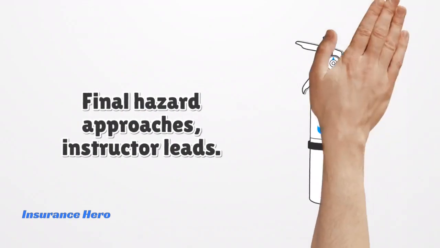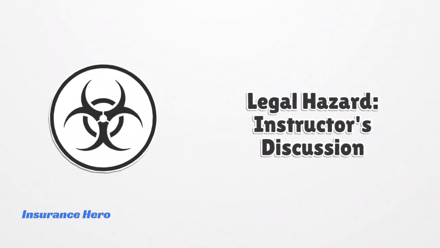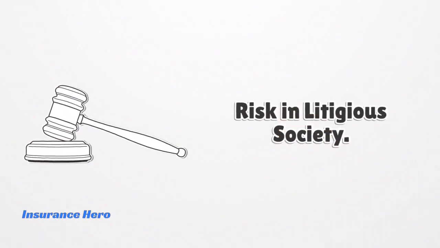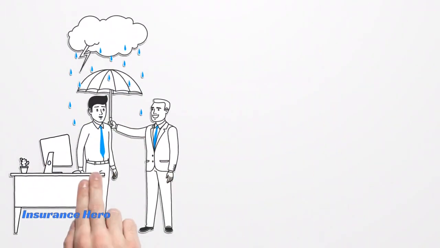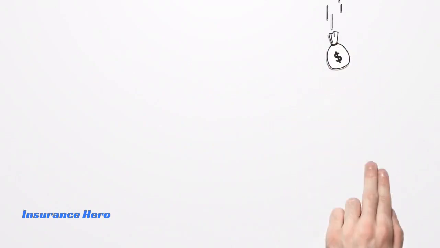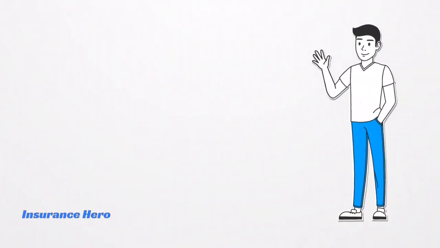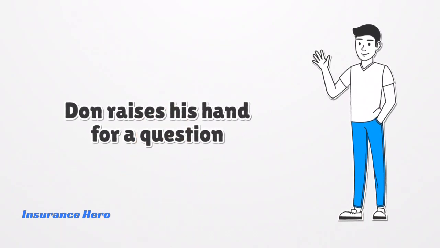The last type of hazard we'll discuss is legal hazard. This refers to the risk posed by our litigious society. People are more likely to sue over minor issues than ever before, which can be costly for insurers. To avoid lengthy and expensive legal battles, some insurers may settle claims quickly, even if they believe the claim is fraudulent. So, the increased likelihood of lawsuits is a hazard for insurance companies.